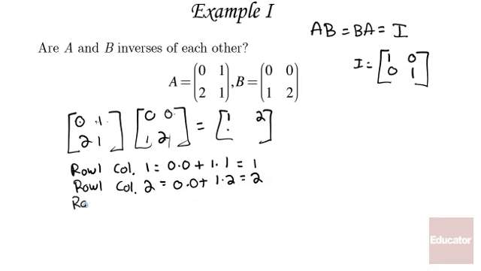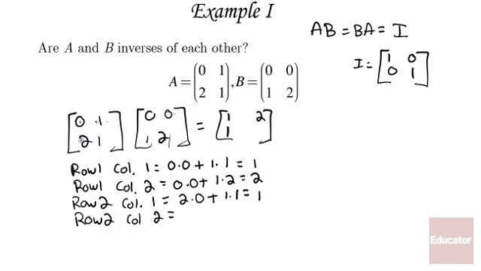Now, row 2, column 1. 2 times 0 plus 1 times 1. That's going to give me 0 plus 1, which is 1 right here. Row 2, column 2. 2 times 0 plus 1 times 2. 0 plus 2 is 2.